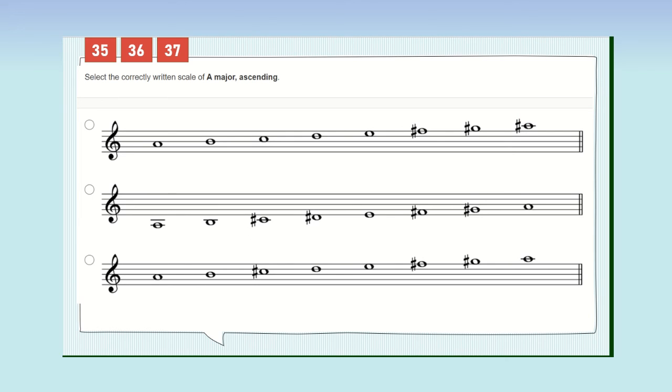Question 35, 36, 37, they are the same question type. Select the correctly written scale of A major ascending. Alright, so first thing first, working step, check what? Ascending or descending? Yes. Okay, since the question says they are looking for ascending, so you have to check ascending or not.